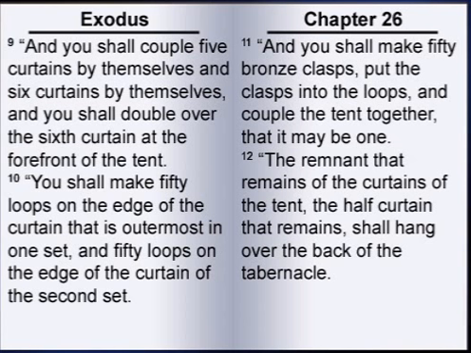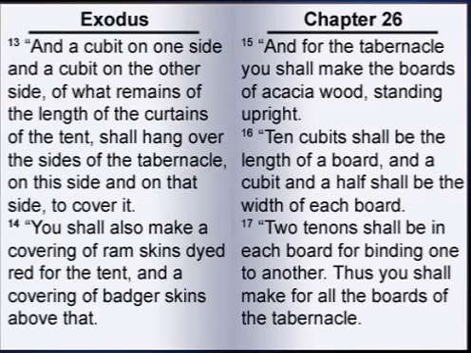may be one. The remnant that remains of the curtains of the tent, the half curtain that remains, shall hang over the back of the tabernacle. And a cubit on one side, and a cubit on the other side, of what remains of the length of the curtains of the tent, shall hang over the sides of the tabernacle, on this side and on that side, to cover it. You shall also make a covering of ram skins, dyed red, for the tent, and a covering of badger skins above that.